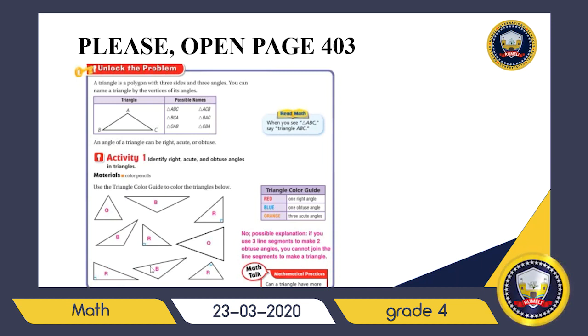What about this? I can see an obtuse angle here. If there is only one obtuse angle, it is an obtuse triangle, and I need to color it blue. In the last one, I can see a right angle here, and if it has a right angle, it means a right triangle, and I need to color it red. Good job.